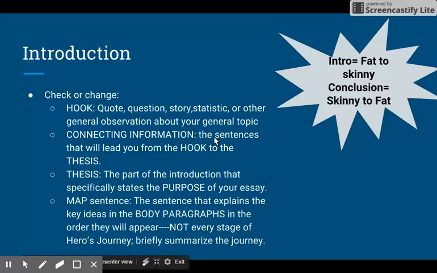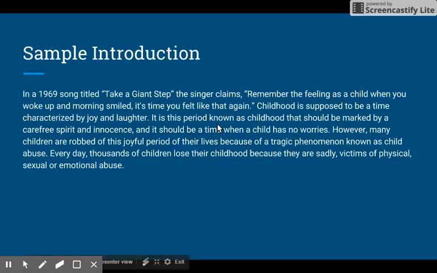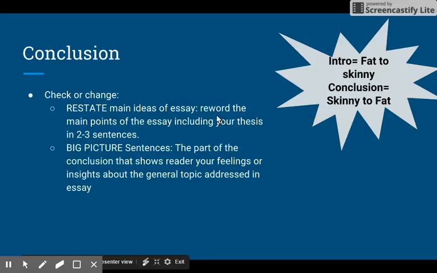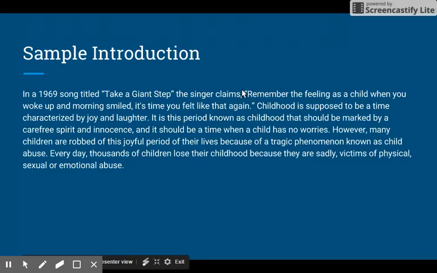Next, you want to use connecting information. This is sentences that will lead you from the hook to what is called the thesis, or your main idea. So if you'll look in my example, it says childhood is supposed to be a time characterized by joy and laughter. It is this period known as childhood that should be marked by a carefree spirit and innocence, and it should be a time when a child has no worries. Okay, those two sentences talk about my topic. They don't exactly give away my main idea, but they connect the hook to my main idea.